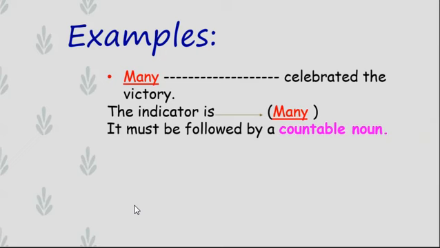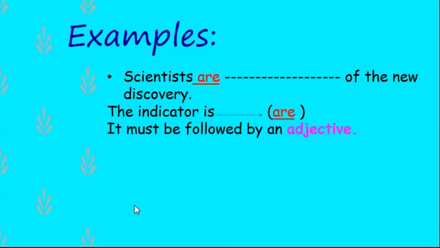Scientists are blank of the new discovery. The indicator is "are." Verb to be here is the indicator. Of course, verb to be is am, is, are in the present, was, were in the past, and will be in the future, have been or has been in the present perfect, and in different tenses you can find verb to be. Verb to be is usually followed by an adjective. Okay, so I'm going to look for an adjective in the text.